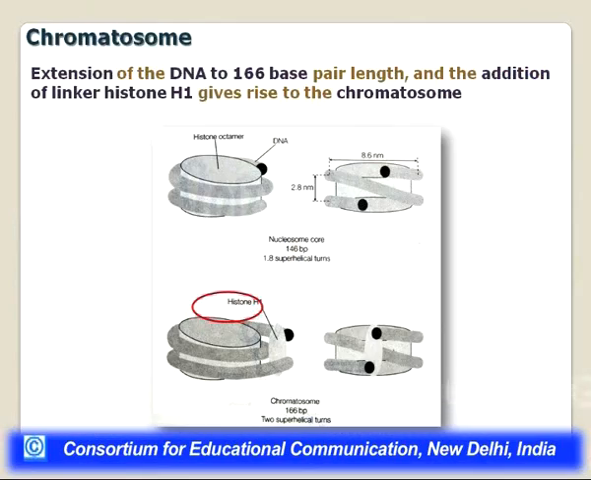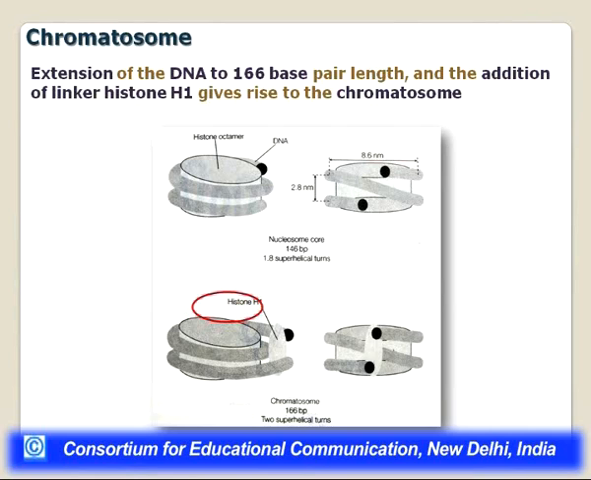There is another term which is used, called the chromatosome. The extension of the DNA to 166 base pair length and the addition of the linker histone H1 gave rise to what is called the chromatosome. So 147 base pairs of DNA wound around the octamer of 8 histone proteins is the nucleosomal core particle. If you include the H1 linker histone and an additional approximately 20 to 60 base pairs of linker DNA, making it 166 base pairs of total length, then that molecule is said to be a chromatosome.